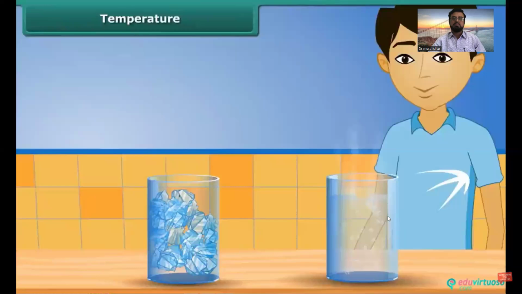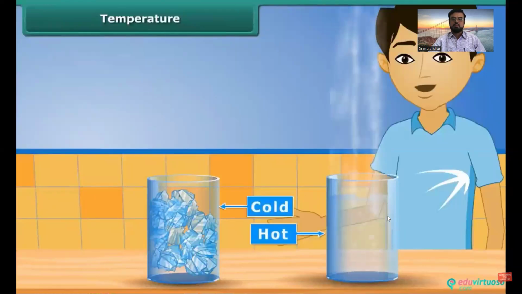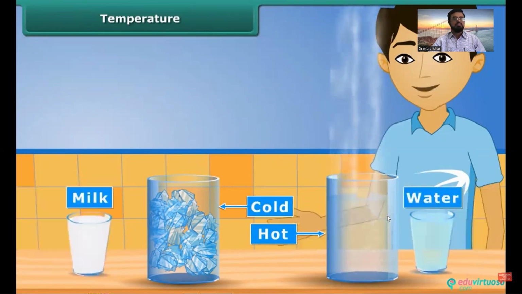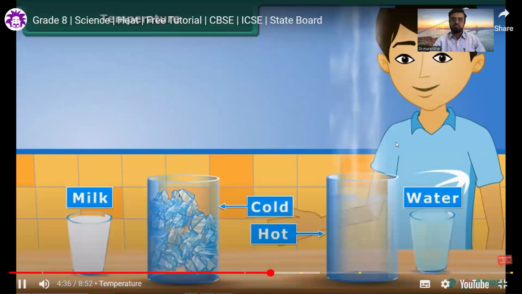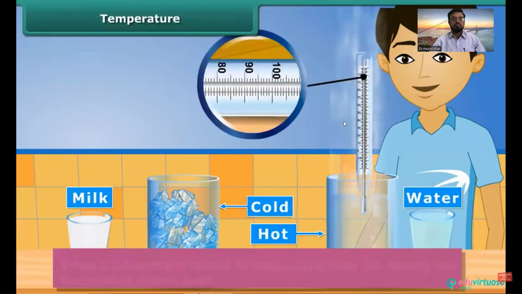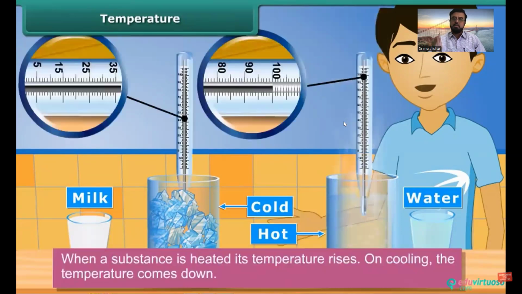Correct. Now we will learn the concept of temperature. Temperature is the measurement of hotness or coldness of an object. We say that water from fridge is cold and milk is hot. How much cold is water? Is it cooler than ice? How much hot is milk? Is it hotter than boiling water? Obviously, for this we need a measure to know about coldness and hotness of a body. A hot body is at a higher temperature than a cool body. When a substance is heated, its temperature rises. On cooling, the temperature comes down. Degree of hotness or coldness in a body is described as its temperature.